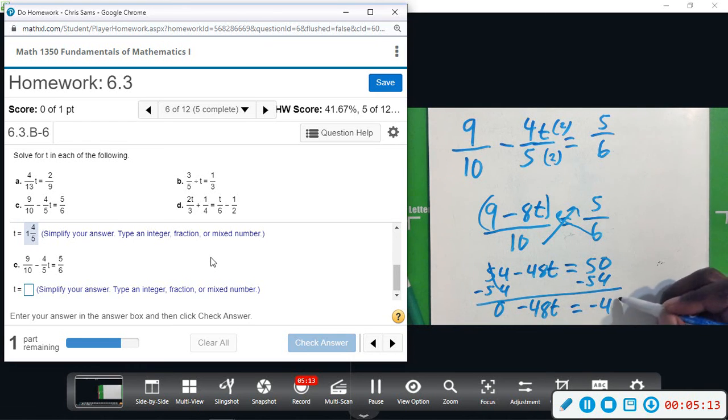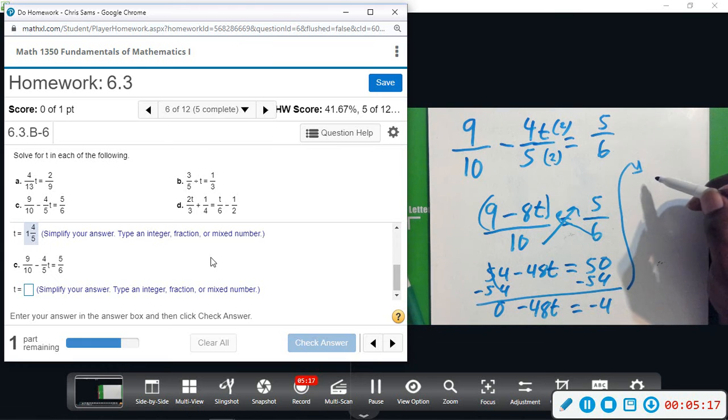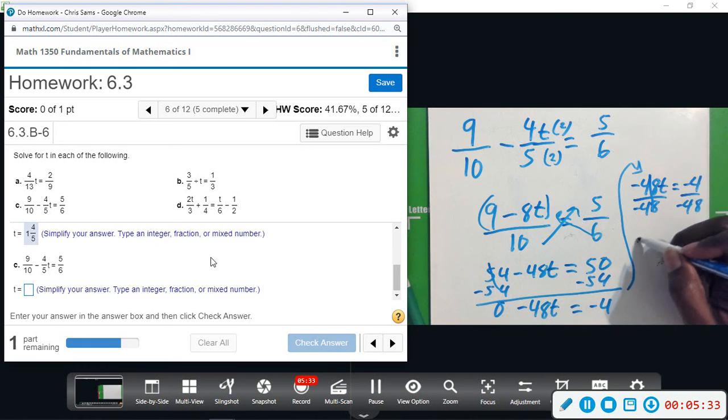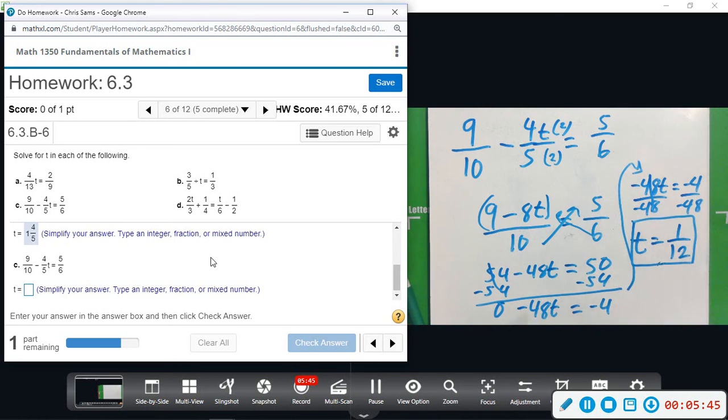And then I'm going to come up here. We're going to divide by negative 48. So let's just rewrite it, negative 48t equals negative 4. Divide by negative 48 on both sides. That will be 1. So we'll be left with t equals, we can reduce dividing both of these by negative 4, which will convert them to positive. That will leave us with 1 over 12. So t is 1 over 12.